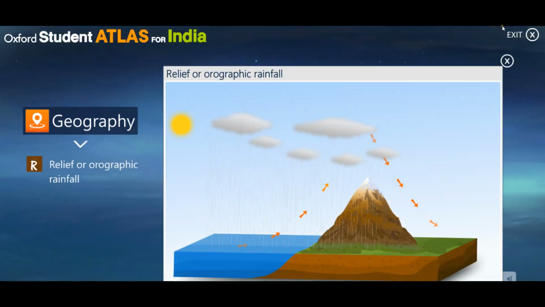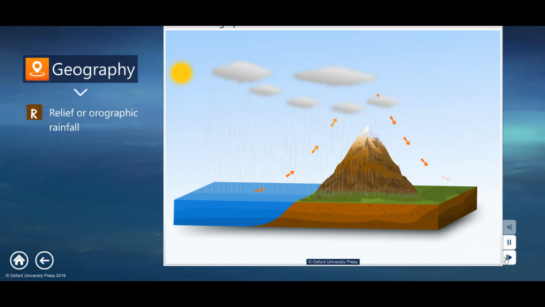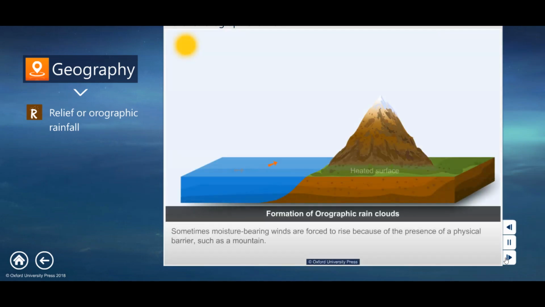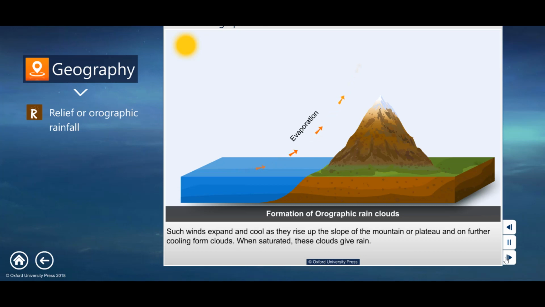Relief or orographic rainfall. Sometimes moisture-bearing winds are forced to rise because of the presence of a physical barrier, such as a mountain. Such winds expand and cool as they rise up the slope of the mountain or plateau, and on further cooling form clouds. When saturated, these clouds give rain.